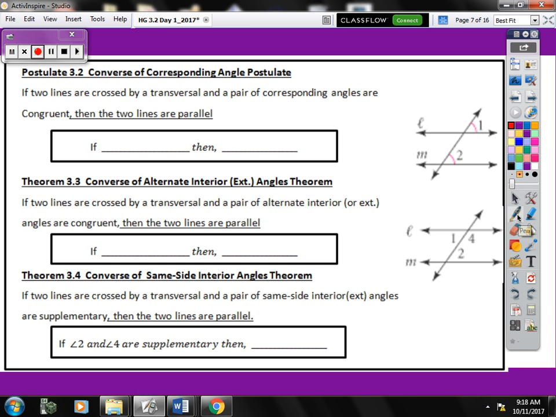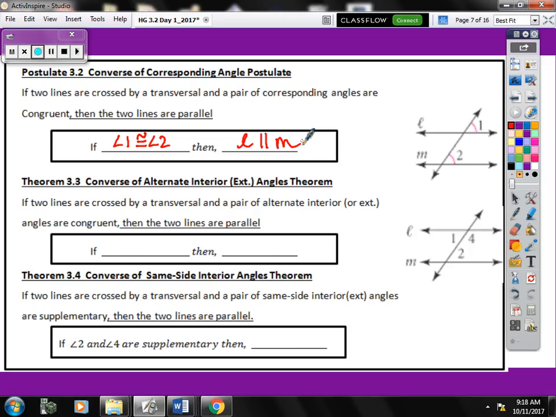All right, so the postulates, they actually write out the converse for us. So these just tell us if two lines are crossed by a transversal, and we see a pair of corresponding angles are congruent, then we can conclude the lines are parallel. So if angle 1 is congruent to angle 2, those are corresponding, then we can conclude that line L is parallel to line M. Again, in our past problems, I've told you they're parallel, and then you conclude 1 is congruent to 2. We're just going in the opposite order.